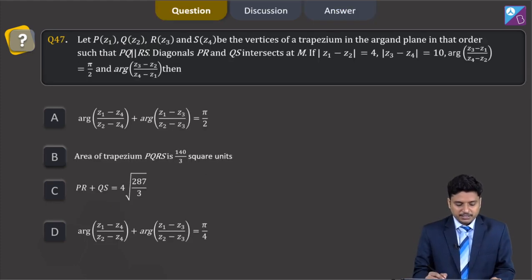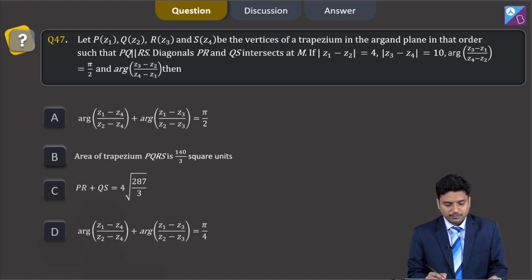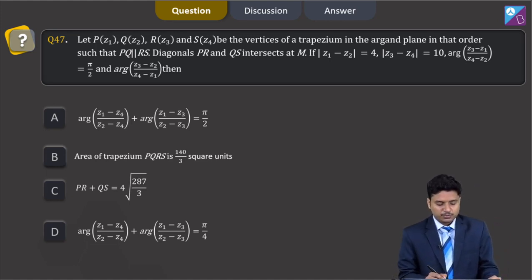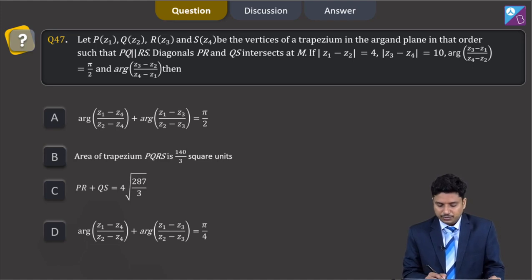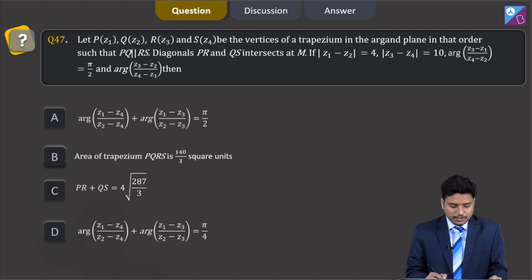Moving on to the next section, that is question number 47, which comes from the house of complex numbers. Let P, Z1, Q, Z2, R, Z3 and S, Z4 are the vertices of a trapezium in the argand plane in that order such that PQ is parallel to RS, PR and QS intersect at M. If mod of Z1 minus Z2 is given, mod of Z3 minus Z4 is also given, and argument of Z3 minus Z1 upon Z4 minus Z2 is also given.